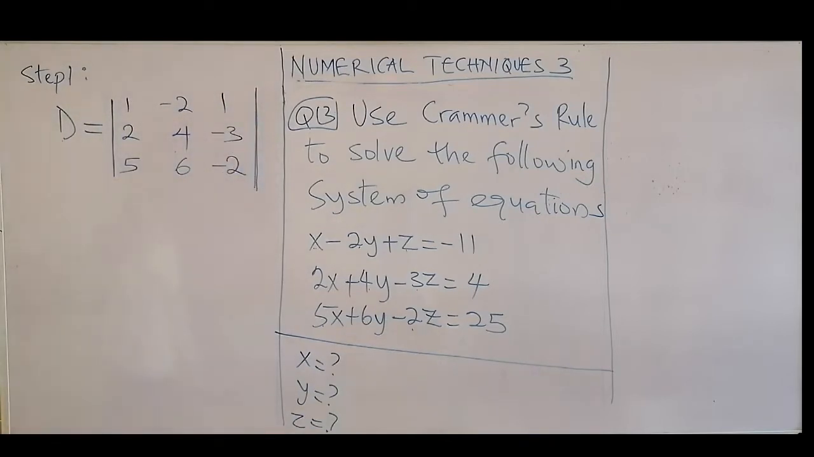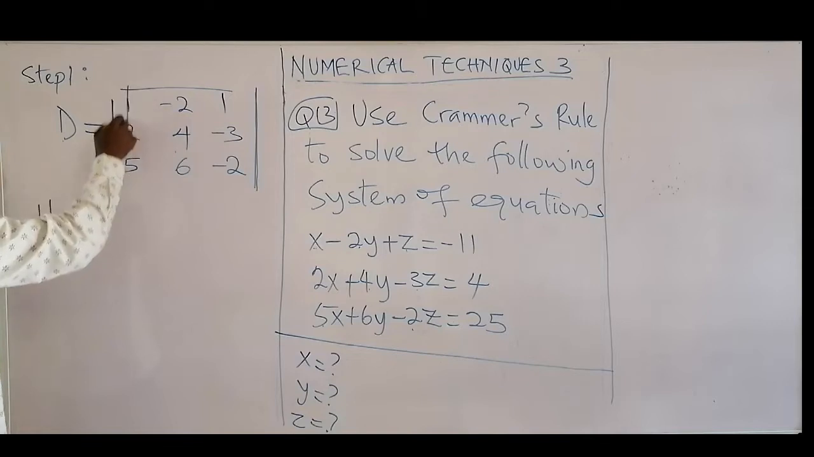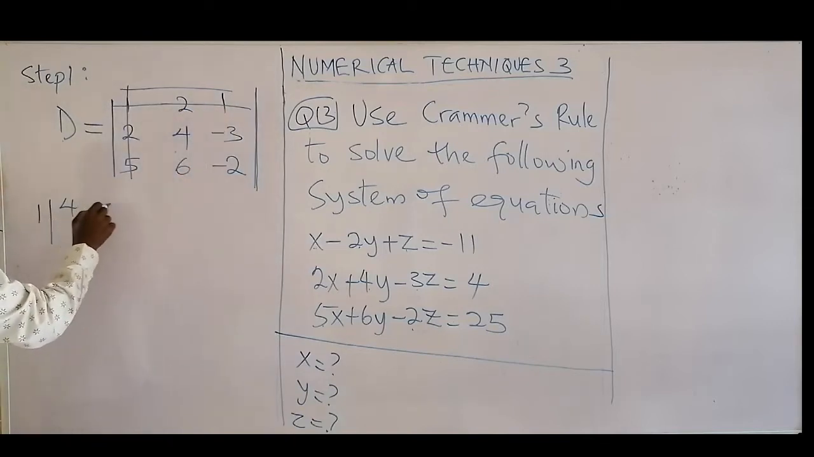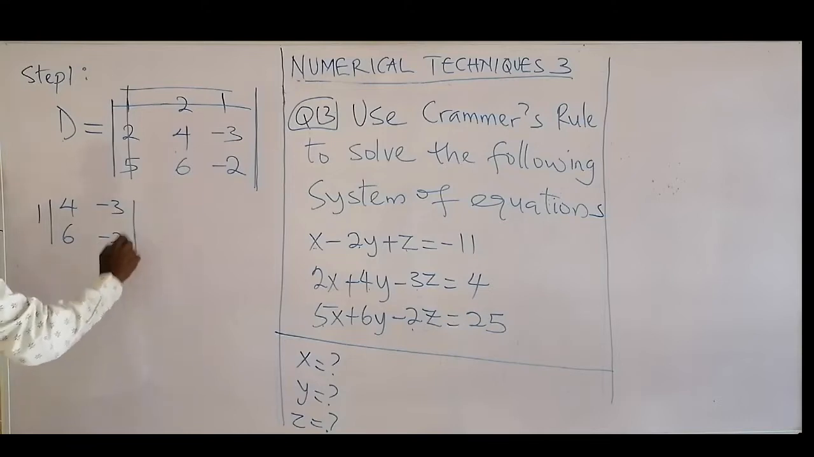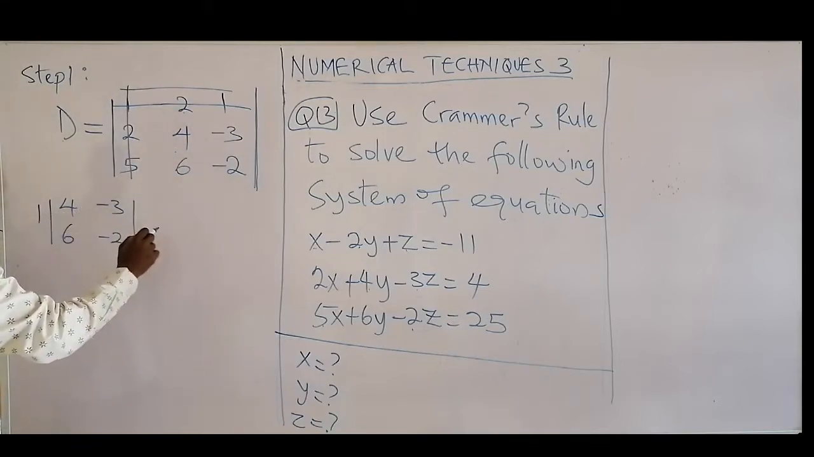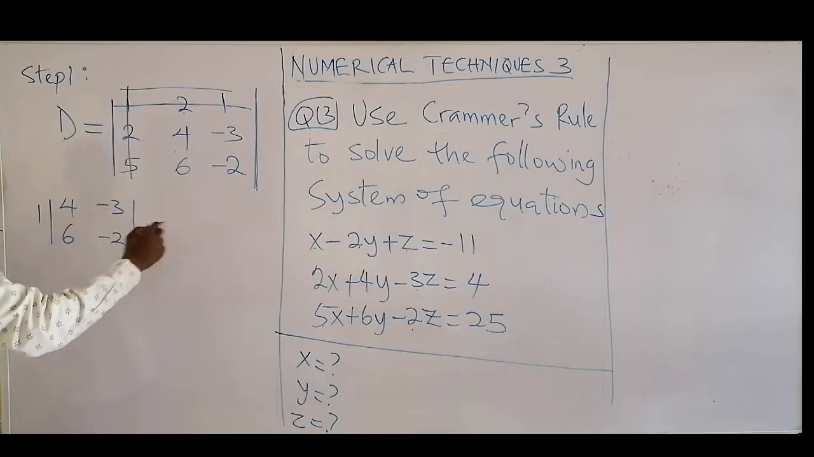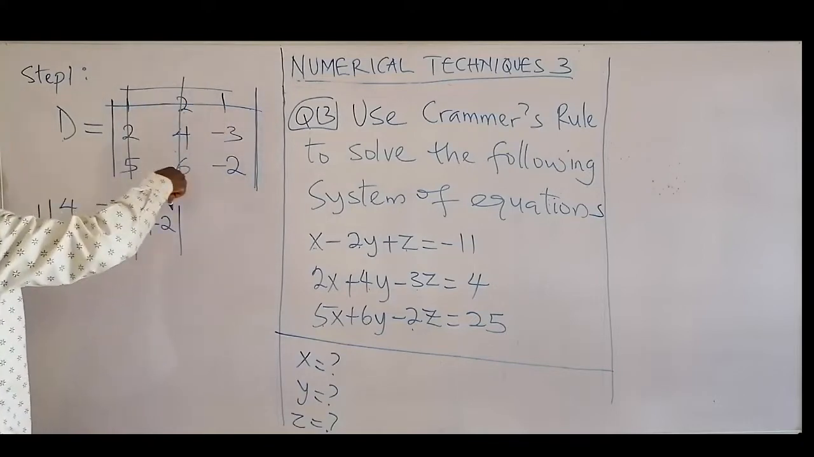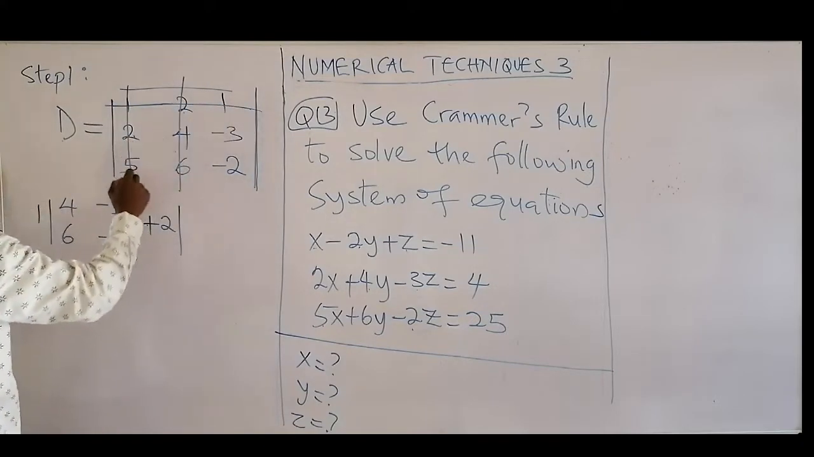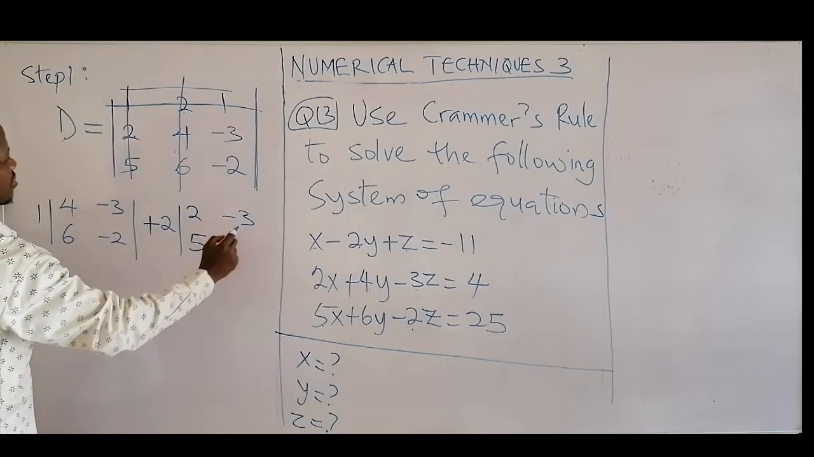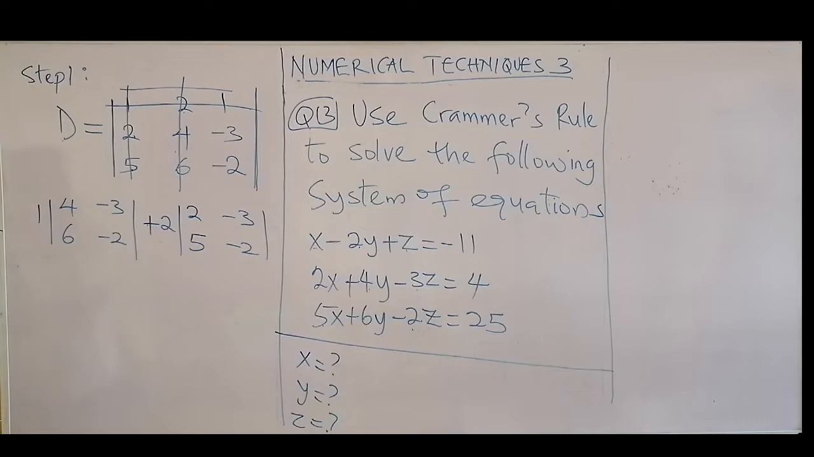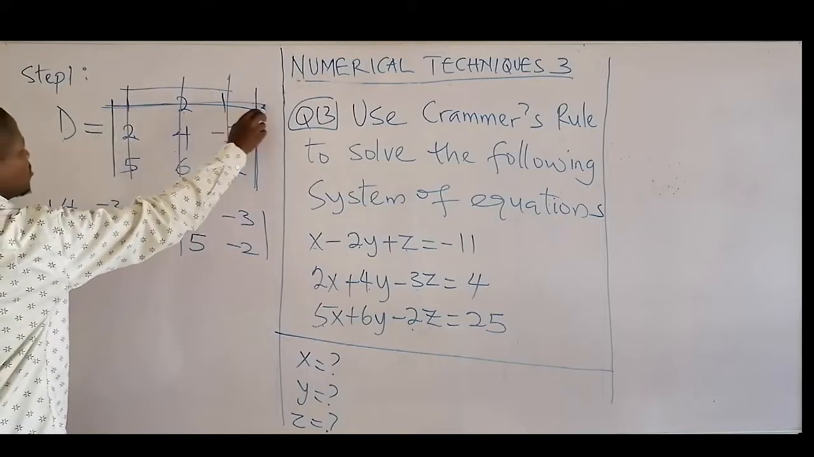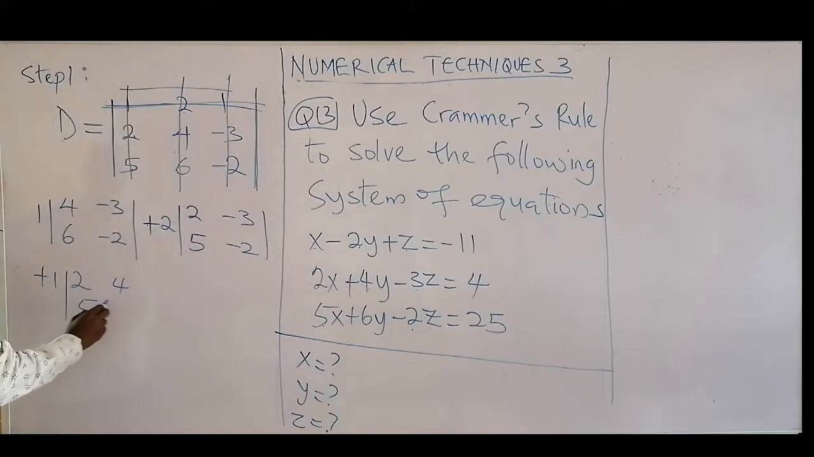So let's get that determinant. Using the first row to generate my determinants, close this place, close this place. So I have 4, -3, 6, -2. Here I have -2, and don't forget, I have to multiply that by minus again. That becomes +2. Close that place, close the vertical, close the horizontal. So I have 2, 5, -3, -2. Then finally, +1 into brackets. Close this one. So I have 2, 4, 5, 6.